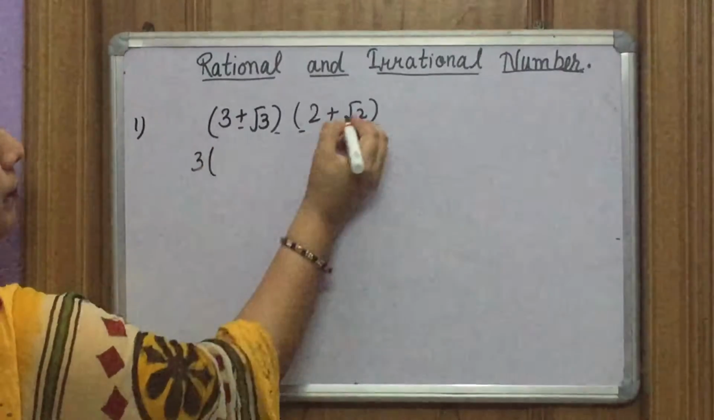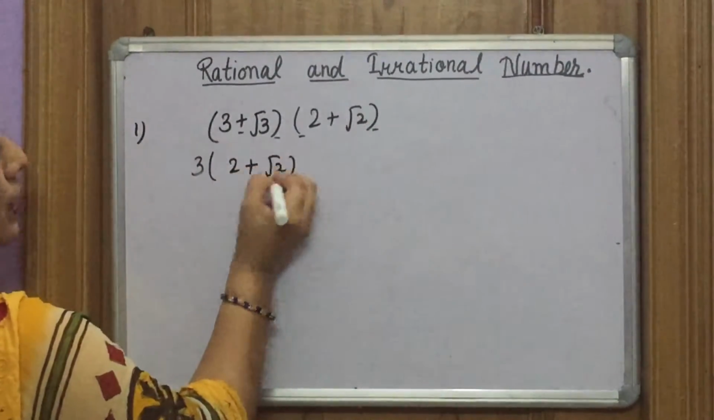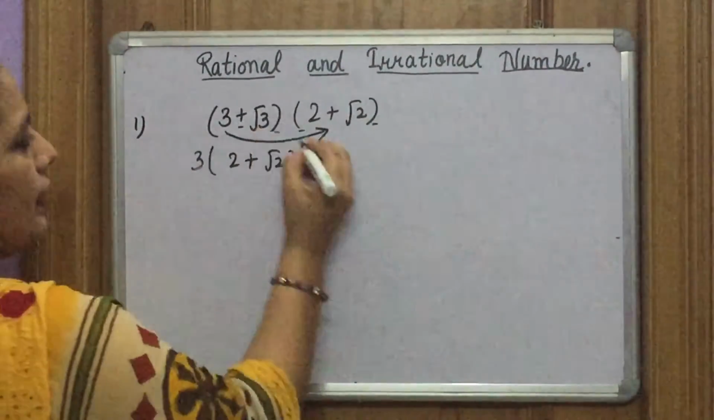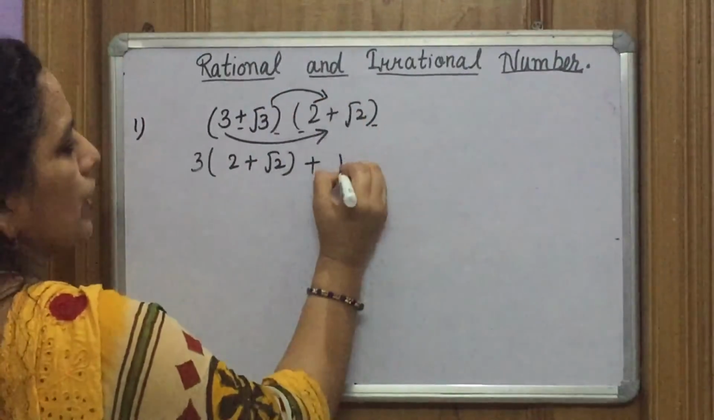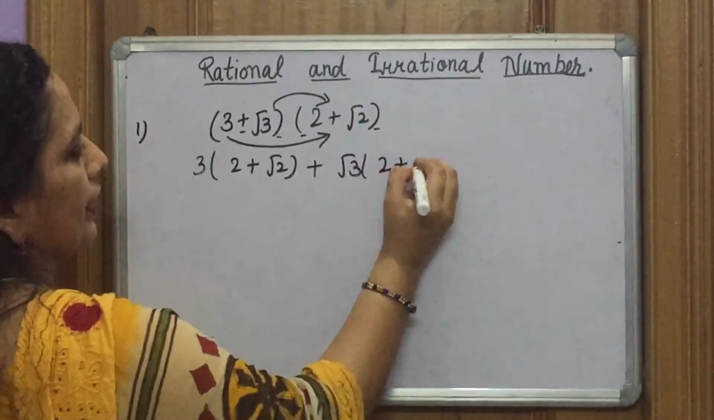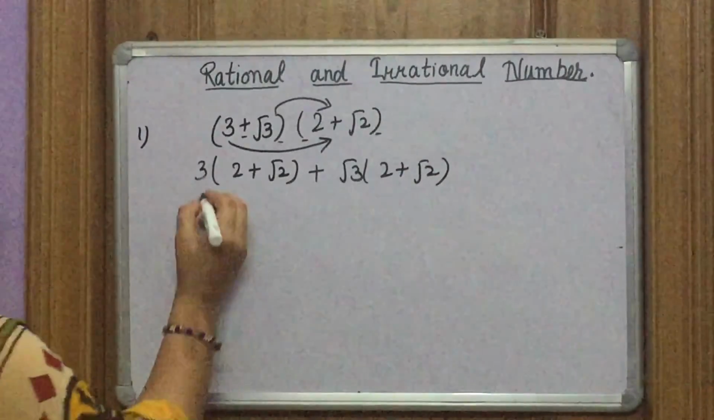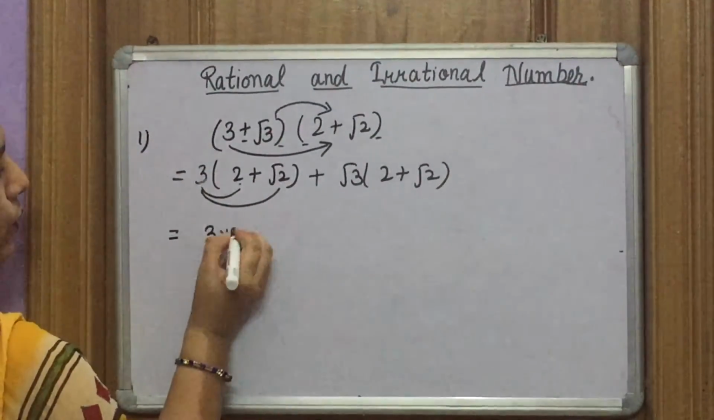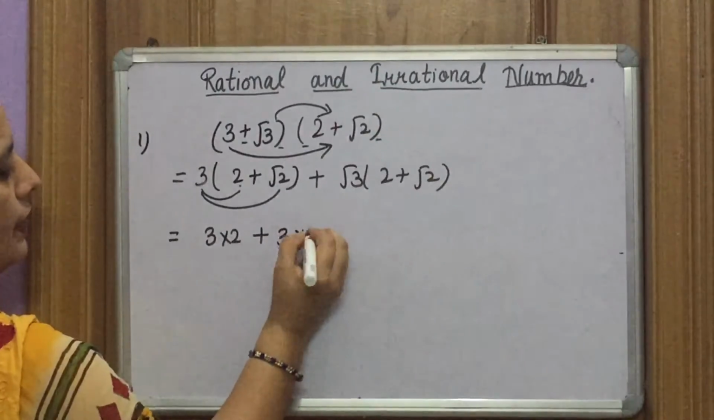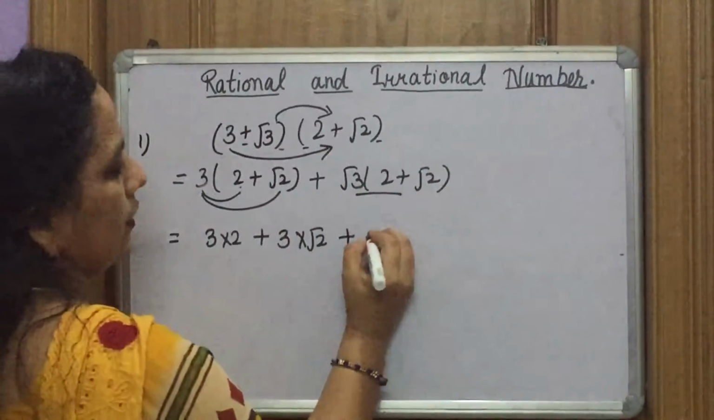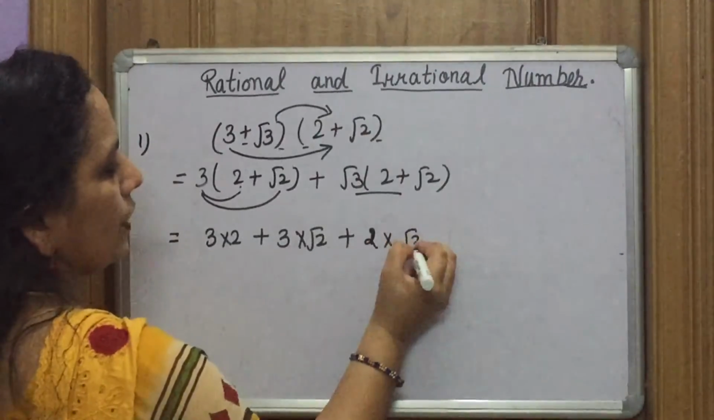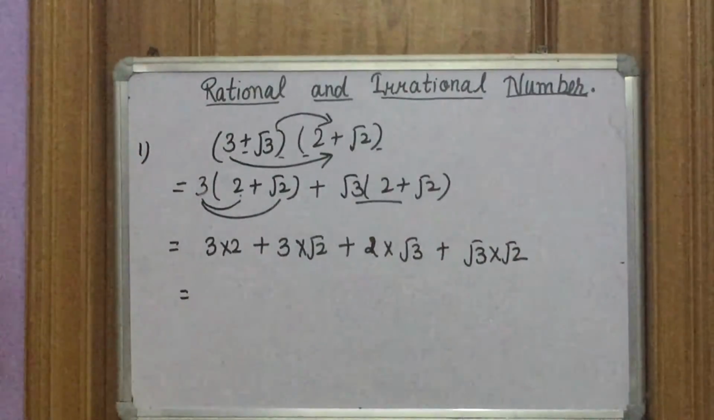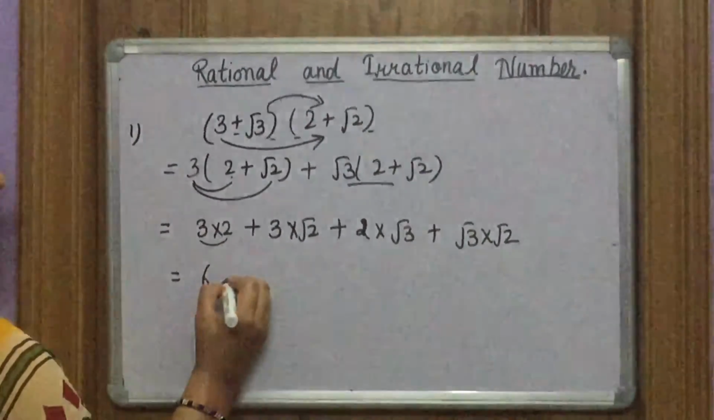That means 3 plus square root of 3 multiplied by 2 plus square root of 2. First of all, multiply 3 by the complete bracket. After that, multiply square root of 3 with the complete bracket. Now we will open this bracket. 3 multiply 2, then 3 multiply square root of 2, 2 multiply square root of 3 and square root of 3 multiply square root of 2. Now multiply the terms. 3 times 2 is 6.